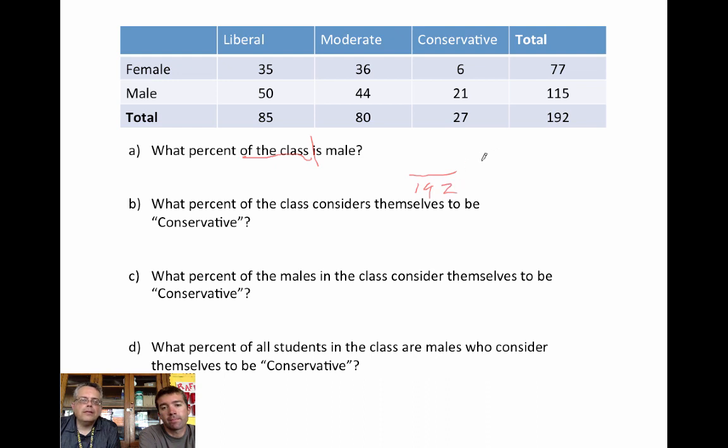Okay, then is male. How many males in the class? Looks like there's 115, right, in the total column. So 115. All right, so you guys are good at percents now. This part should be no problem for you guys, and that gives us 59.9%.